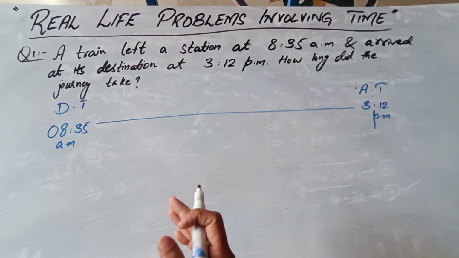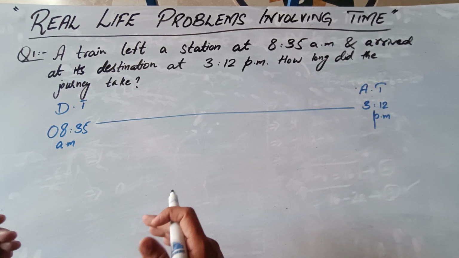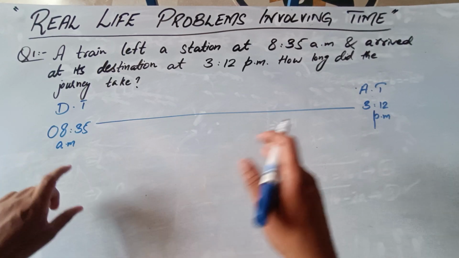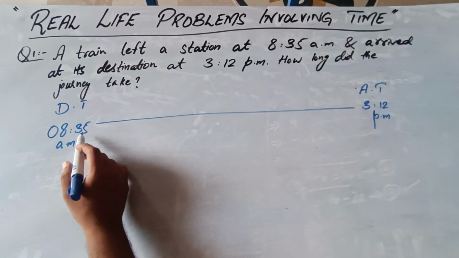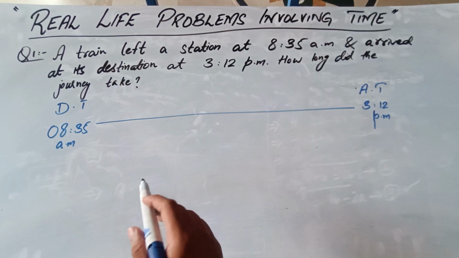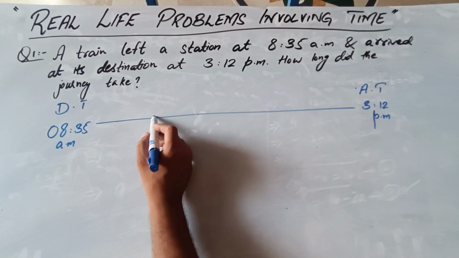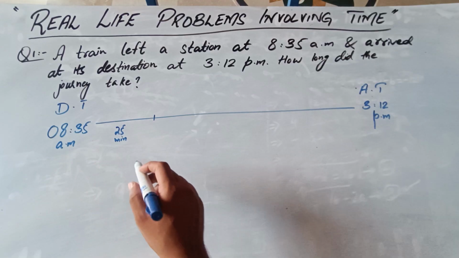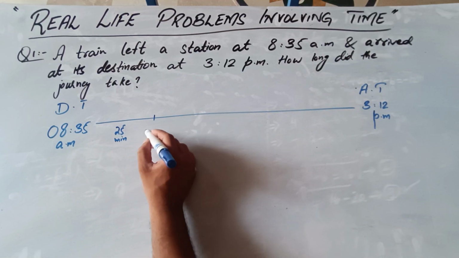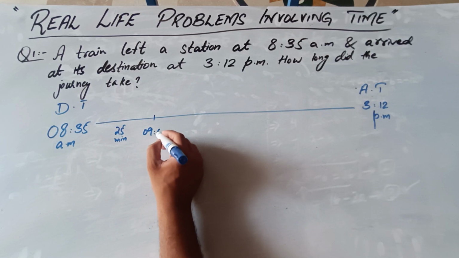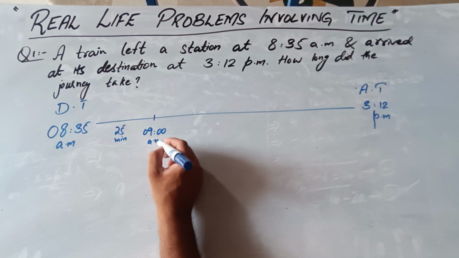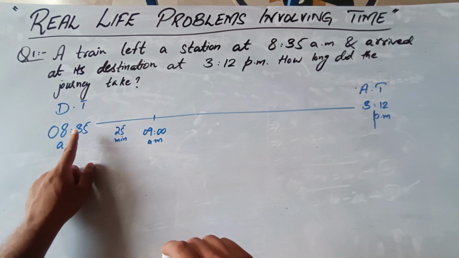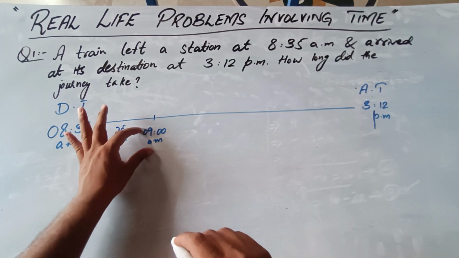Now it's a very simple concept. We will add minutes in the minute section and hours in the hour side to reach 3:12. So it's 8:35 a.m. If we add 25 minutes to it, 25 minutes means 40, 50, 60. So we would be at 9 o'clock a.m. I hope this much is pretty much clear. When we add 25 minutes to 8:35, the clock would show 9 a.m.